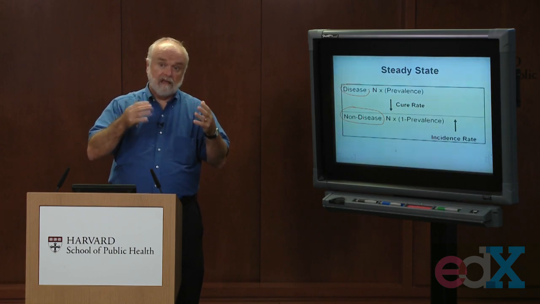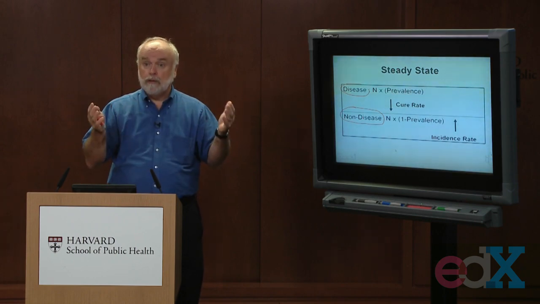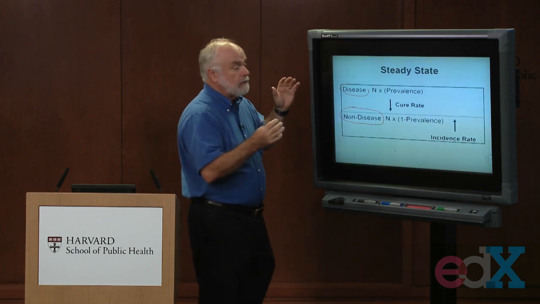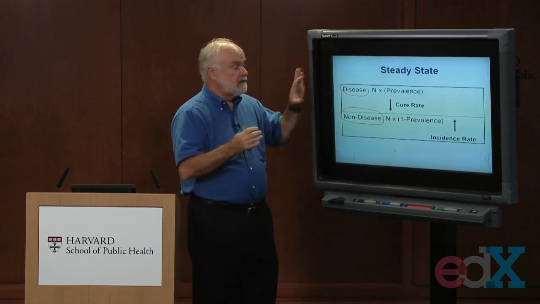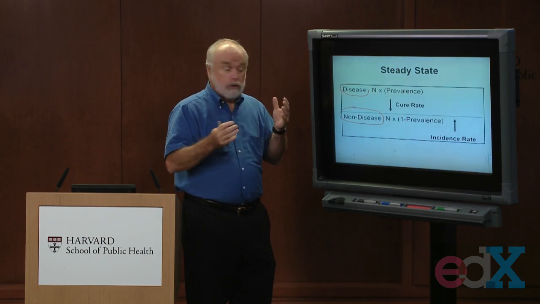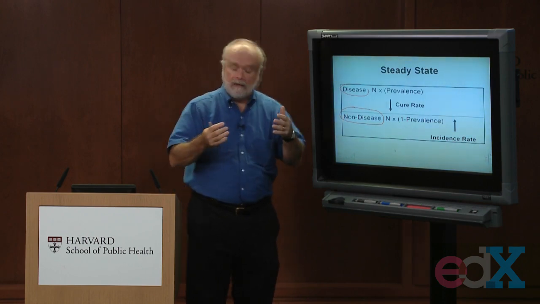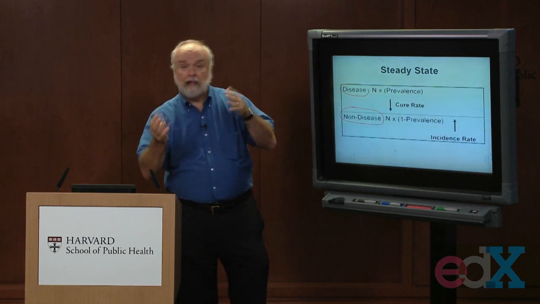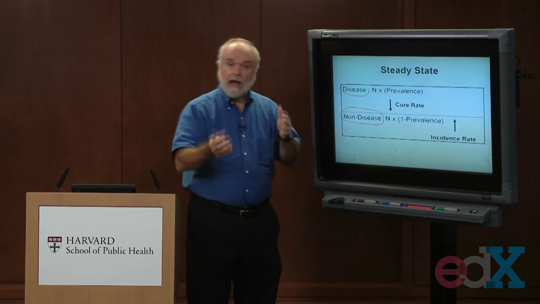But remember, as people grow older, as you follow people over time, some people develop the disease. And if this is a disease that's curable, then some of the people who have the disease over time will become cured from the disease. So what you're going to have in this steady state situation is movement between these two subpopulations. Some of the people in the top of this box, the disease portion of the box, are going to be cured, and they're going to move down into the other part of the box, which is made up of the non-diseased people. And they're going to be balanced off by movement in the opposite direction.